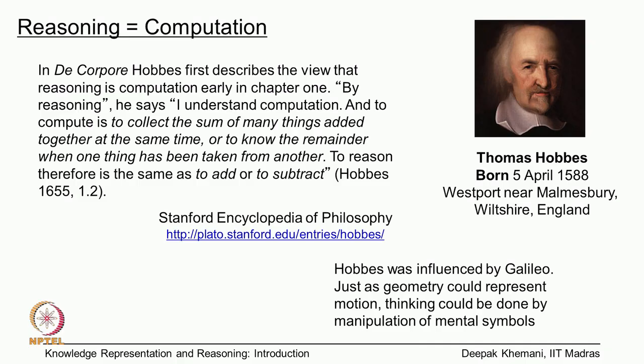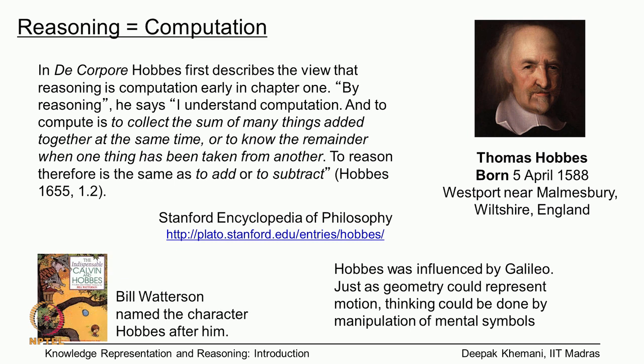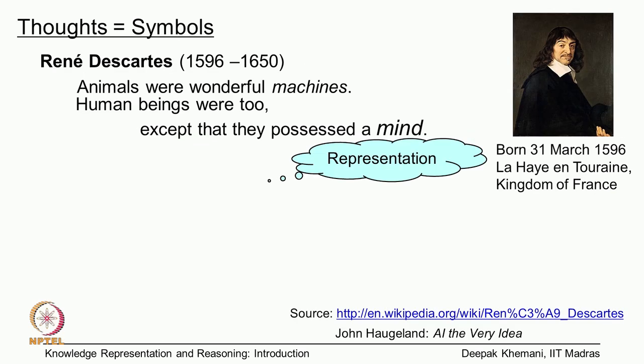So, Hobbes was influenced by Galileo. Just as geometry could represent motion, thinking could be done by manipulation of mental symbols essentially. So, for those of you who know Calvin and Hobbes, the character Hobbes was named after Thomas Hobbes, so it should increase your respect for him.